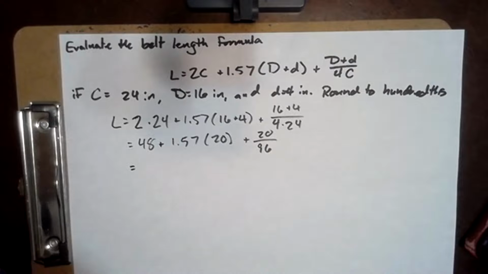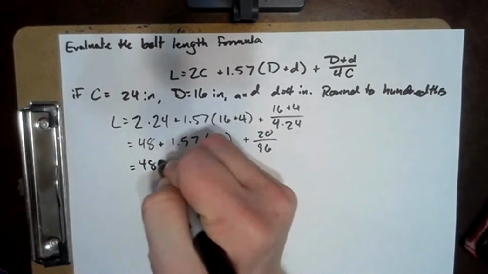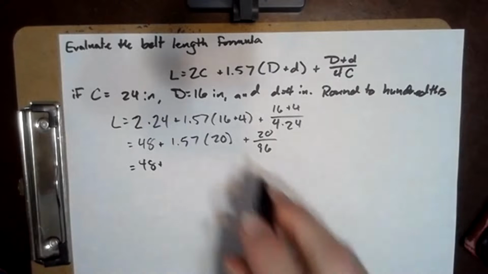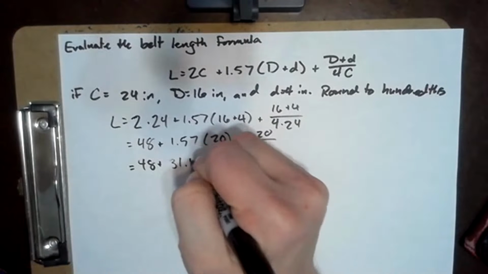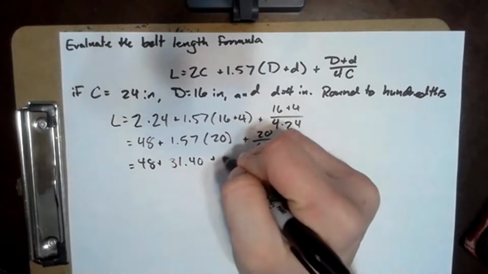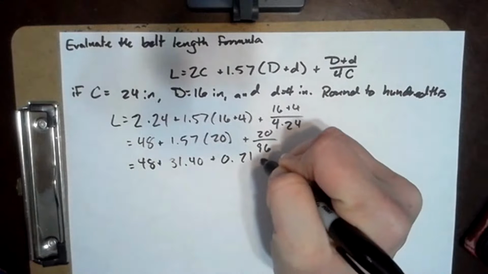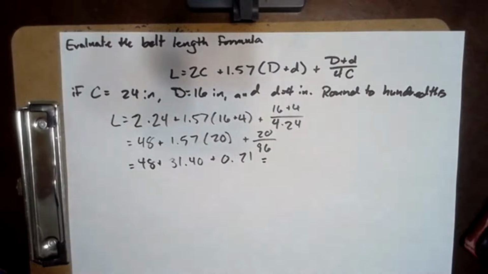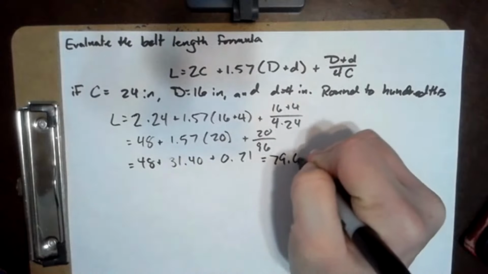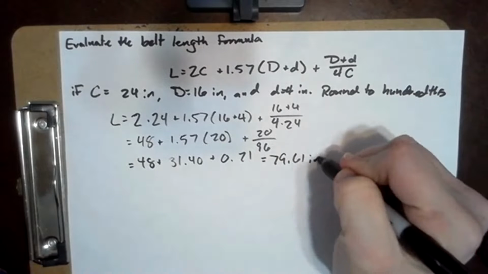48 plus, okay, so let's calculate 1.57 times 20 gives us 31.40 plus 20 divided by 96 is 0.21. Add this all up, we get 48 plus 31.4 plus 0.21 gives us 79.61 inches.